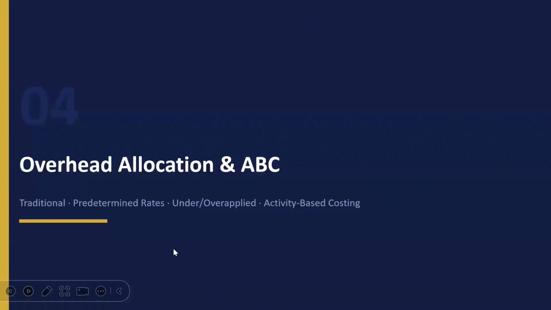So next up, it is overhead allocation and activity-based costing. Now we will look into what this overhead is, why we need to allocate it separately, and how we are accounting for it.